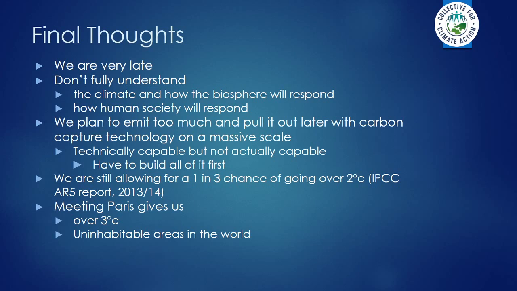So we're still really unprepared, and there's a huge amount of work that needs to happen. We're still allowing for a 1 in 3 chance of going over 2 degrees C. So that's a huge risk. And this is quite old data now, that figure came out in 2013-14. But we're still really playing with a lot of risks here.